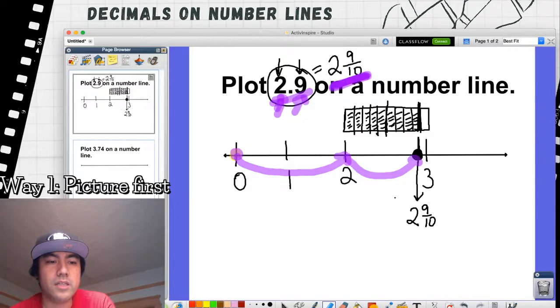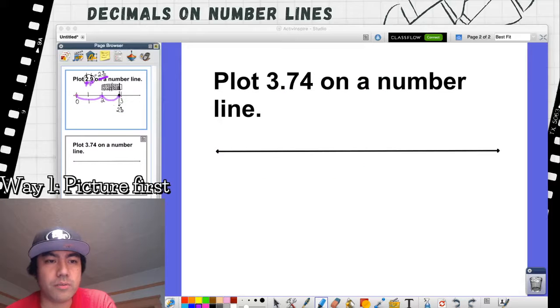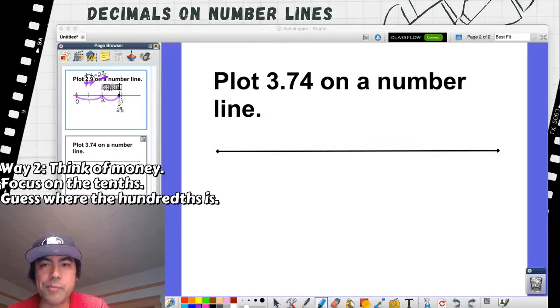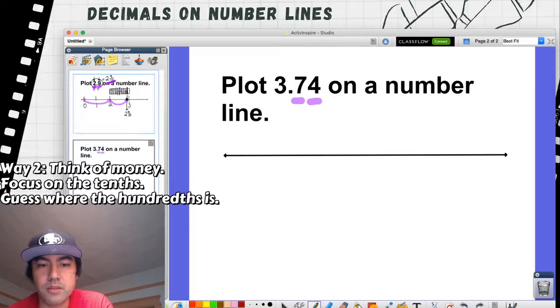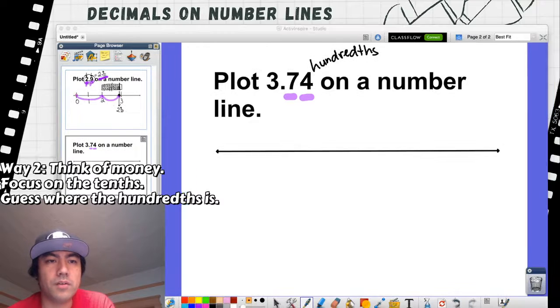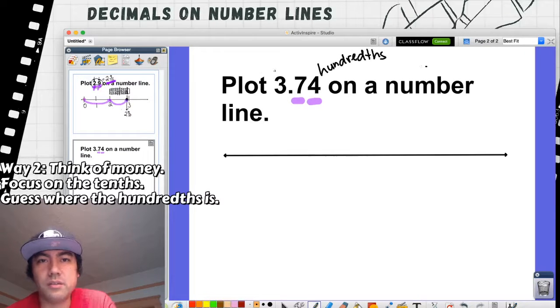Okay, now let's take a look at a second way, but we're actually going to do a different problem. Now this problem's different because not only do we have a tenths place, we have a hundredths place. So this is the hundredths place, and in fact we have to figure out how to deal with 4 hundredths. Now here's the thing. For this way, I want you to think of money. Now this is 3.74, and by the way, we call it 3 74/100. This actually reminds me of money. It reminds me of $3.74.